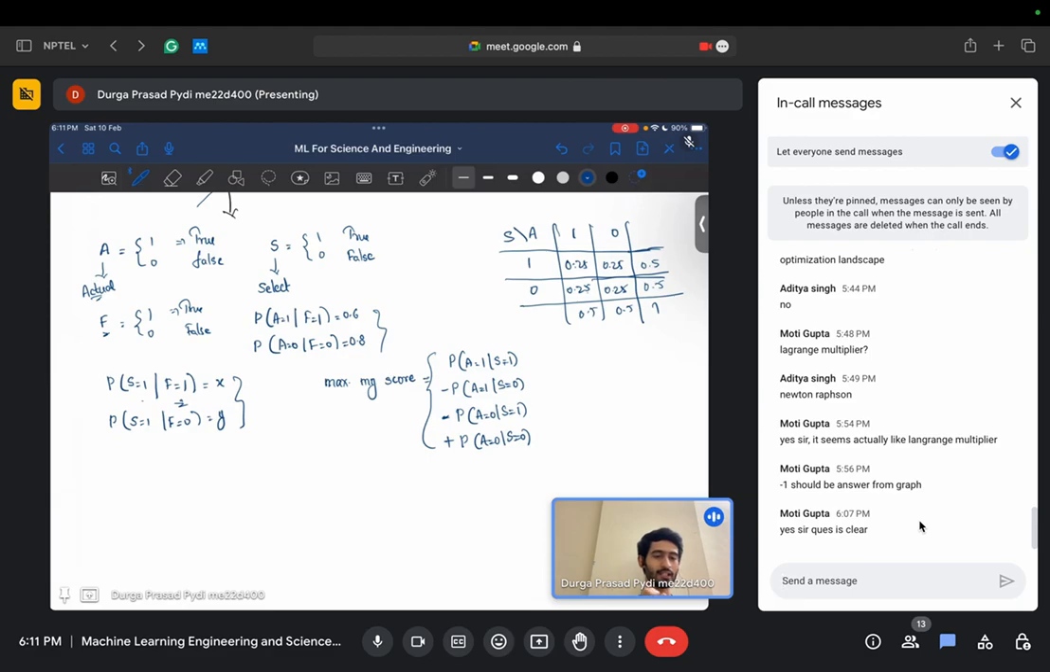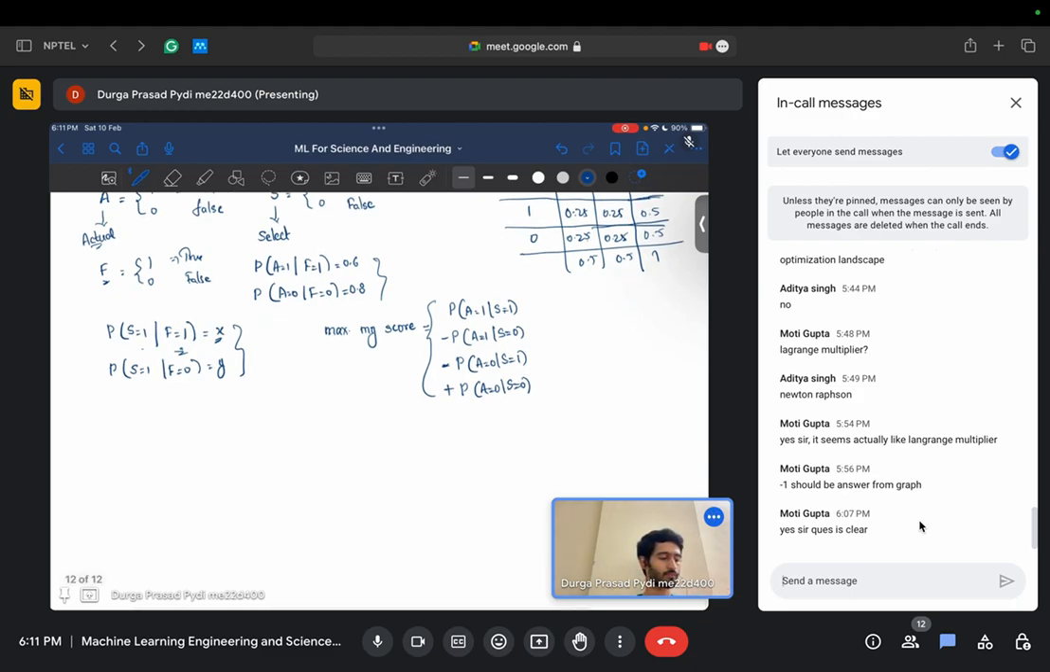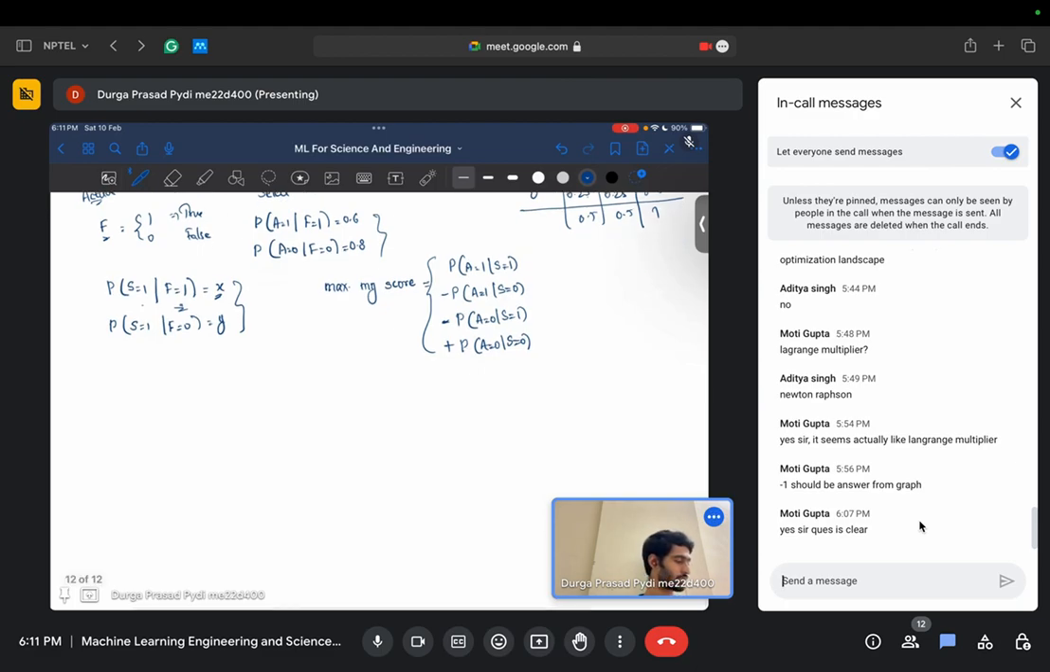Whenever I have seen an answer 1, what should I do? What does this mean? If I have seen that he has marked true, then with probability x I'll also mark true, and with probability 1 minus x I'll mark false. That is what I meant by this. Similarly, if I have seen that he has marked false, with probability y I'll mark it true, and with probability 1 minus y I'll mark it false. I hope this is clear.